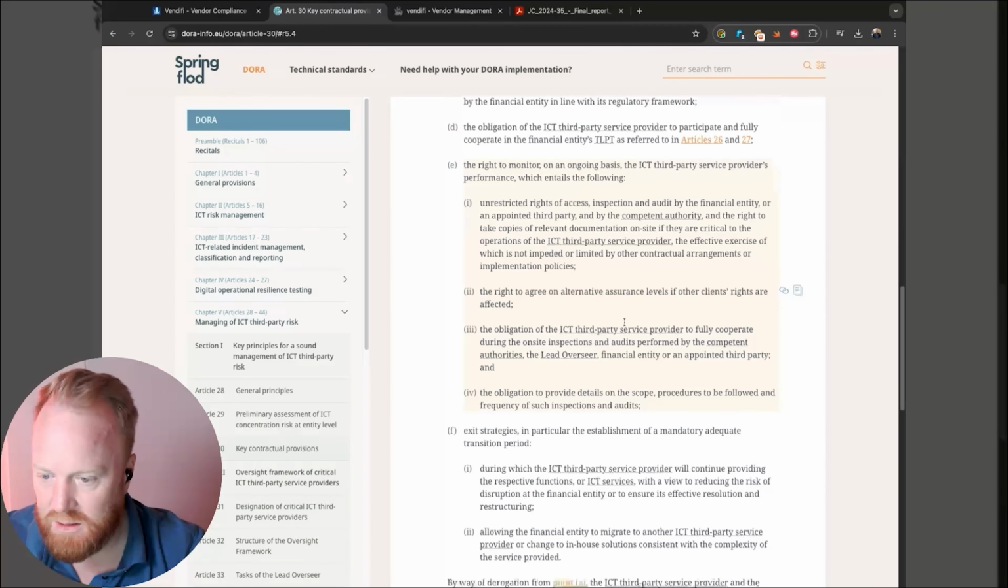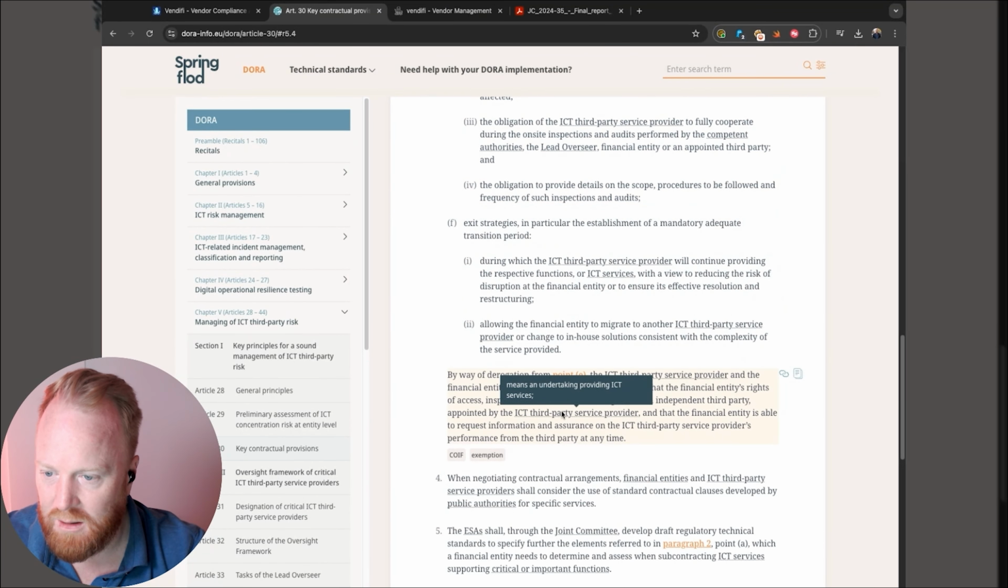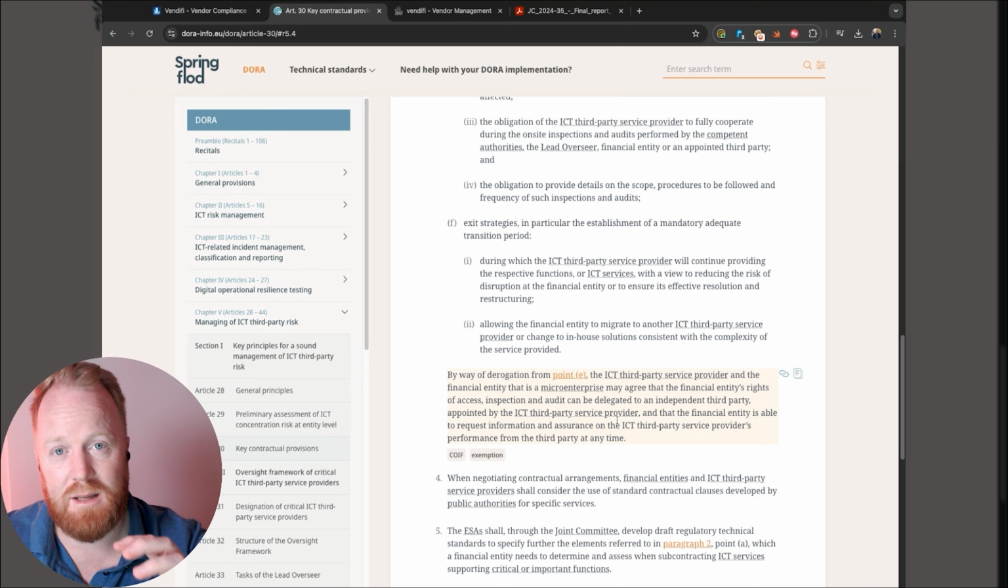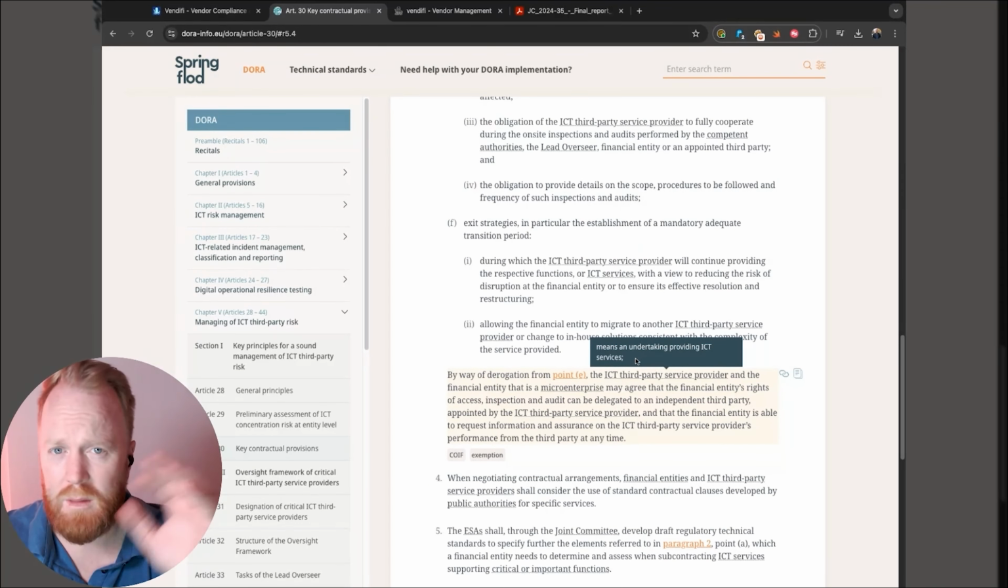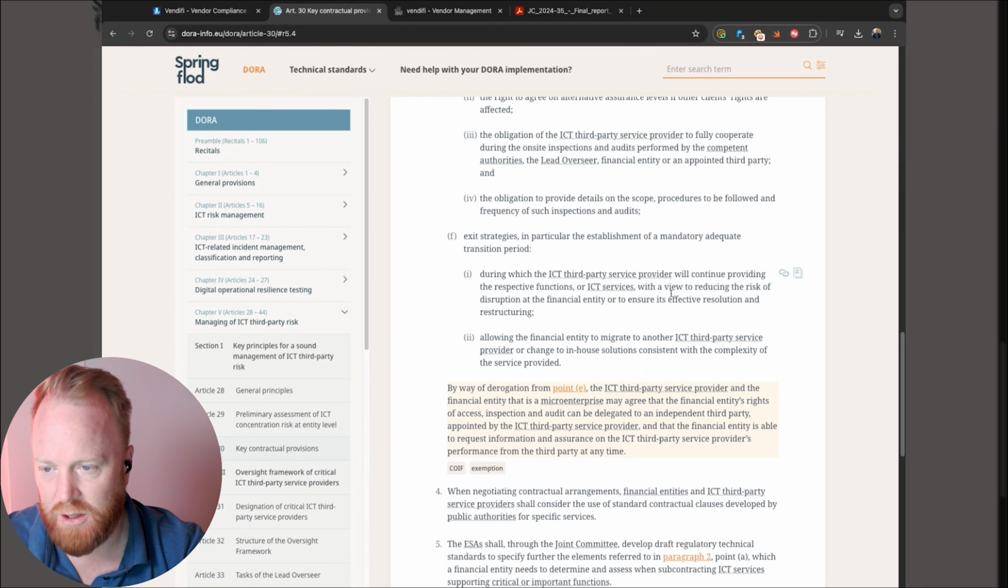There is a caveat to this, which is over here, which says basically you can get a third-party provider to do the audit on your behalf and provide those results. And so, yeah, just remember that. You've got to kind of provide that in the contractual agreement.